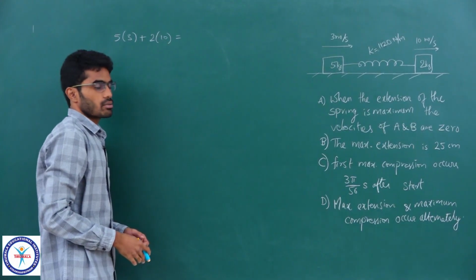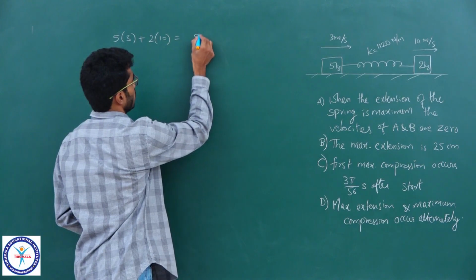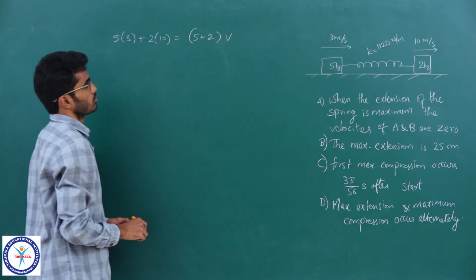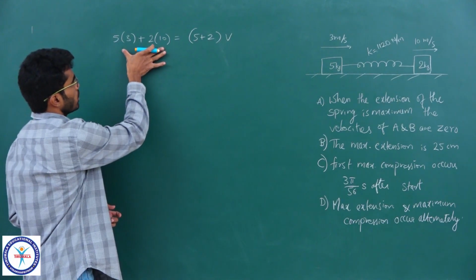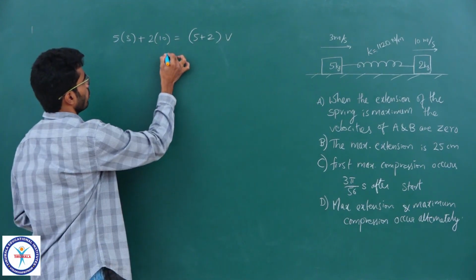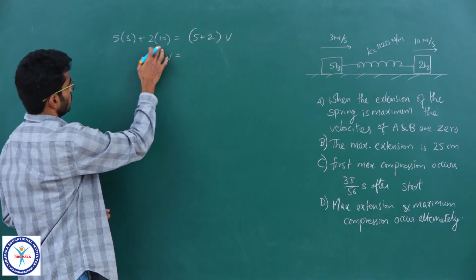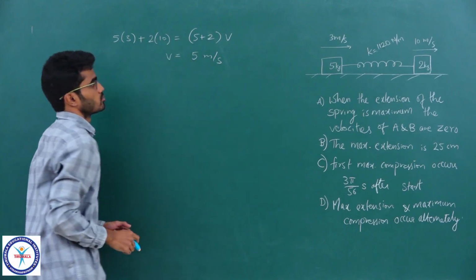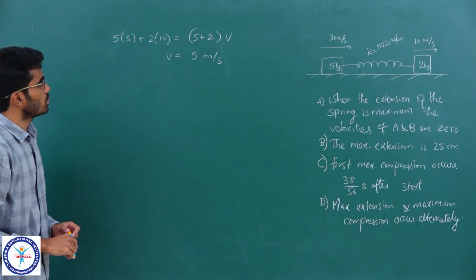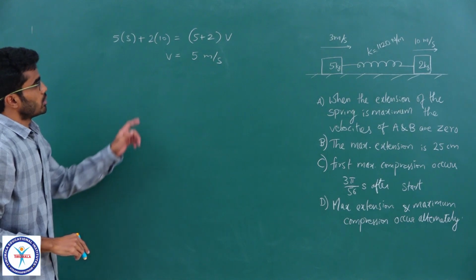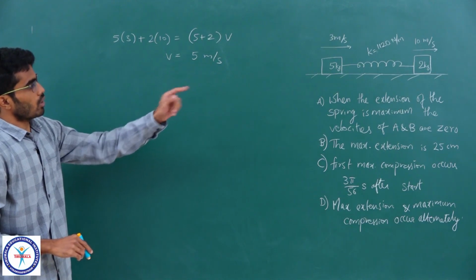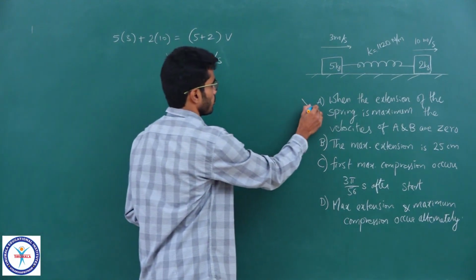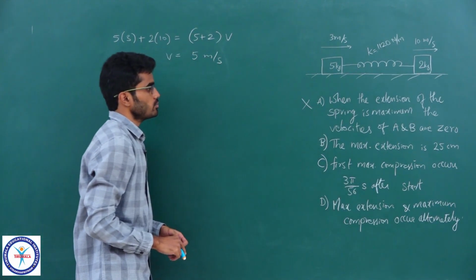Now, at the time of maximum extension, they will have the same velocity. So, the entire mass 5 plus 2 has some velocity v. Initial momentum is equal to final momentum. 15 plus 20 is 35, divided by 7, so you will get 5 meter per second. So, both the 5 kg block and the 2 kg block will possess 5 meter per second, it is not 0. So, this will be the wrong option.